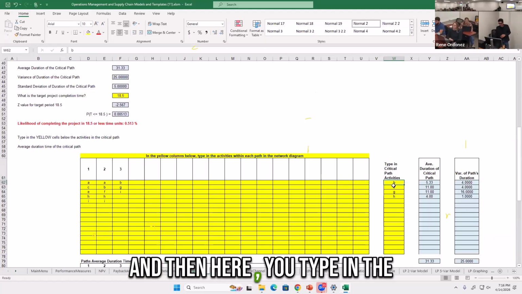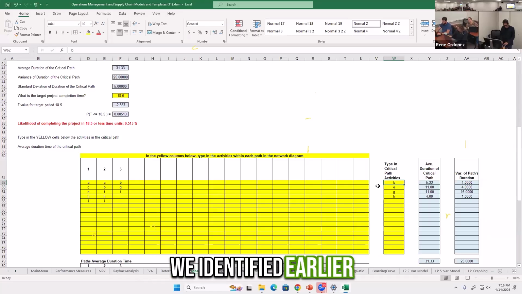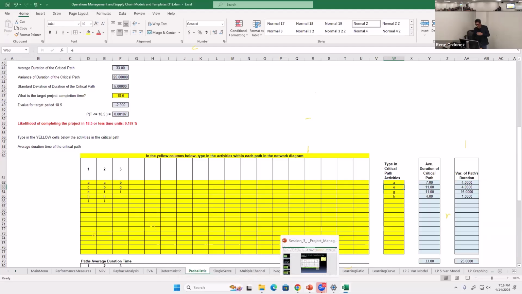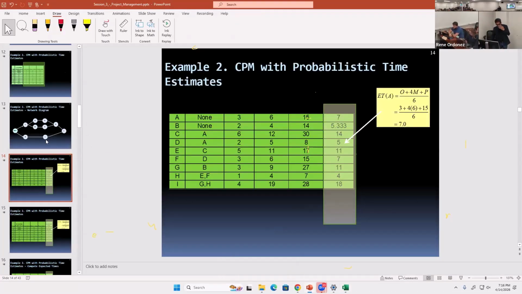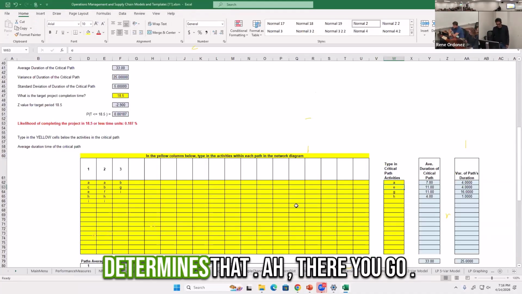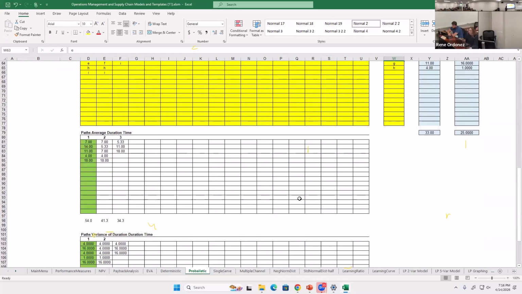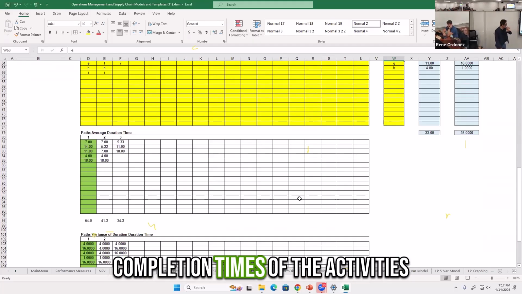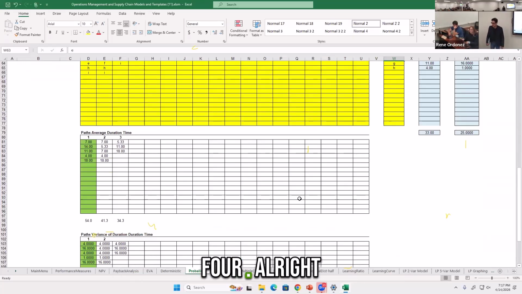And then here, you type in the critical path activities. What's the critical path we identified earlier? Remember what the critical path was? It's the one with the longest average. I think the template also determines that. There you go, highlighted in green. If you added the completion times of the activities in column 1, that would be 54.